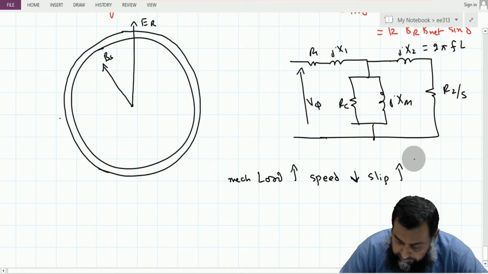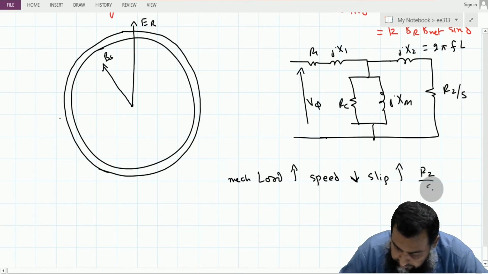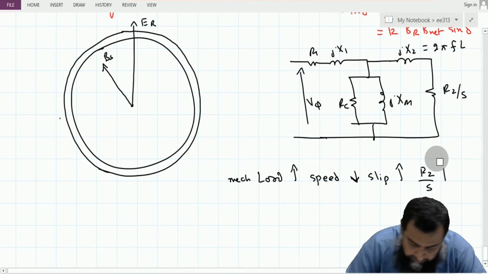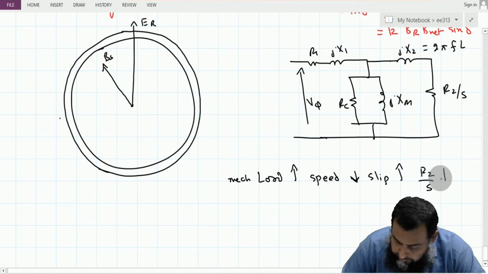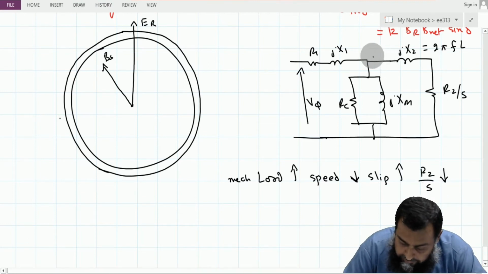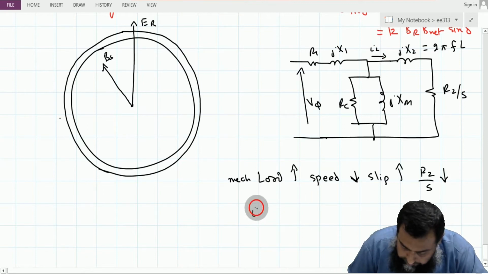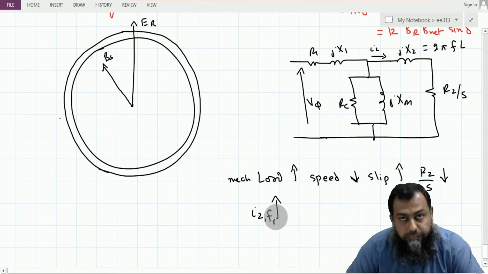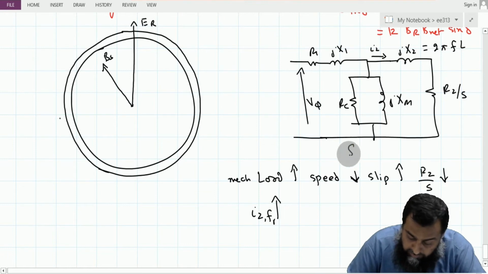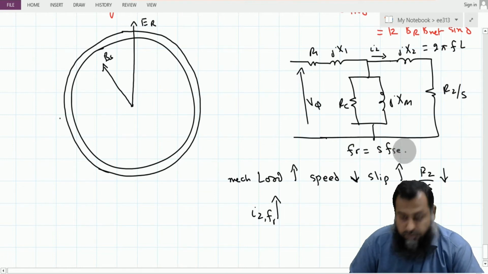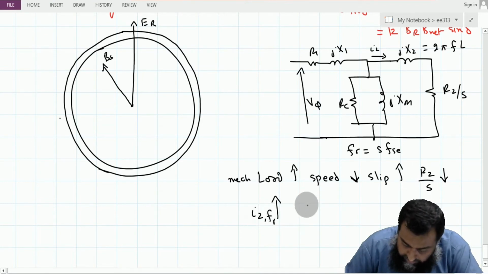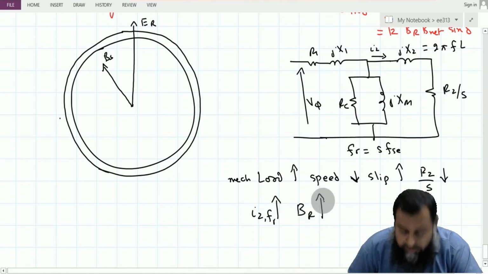Now as the slip increases, this R2 over S will decrease. When R2 over S decreases, the current I2 will increase. Also the frequency of the rotor will increase, because Fr is equal to S times Fse. Now slip is increased, so the rotor frequency is also increased. With the increase in I2, this BR will also increase, right?